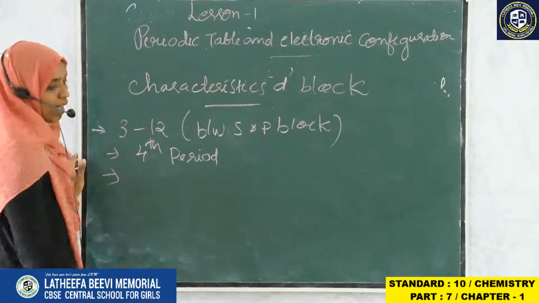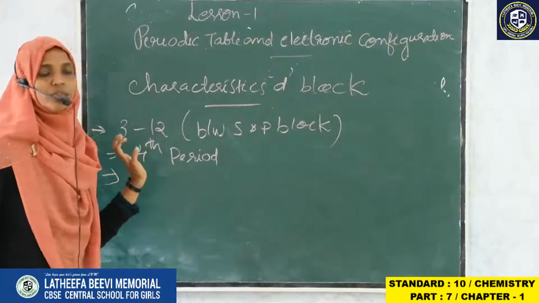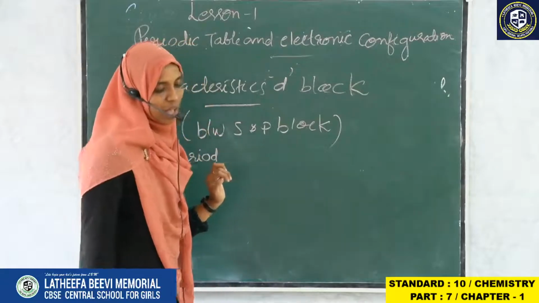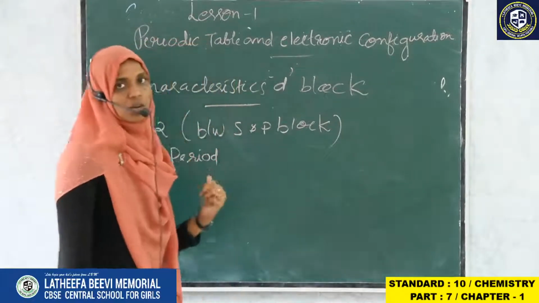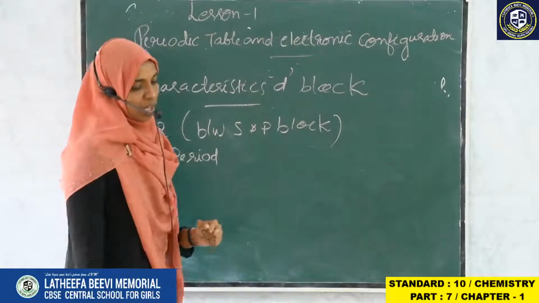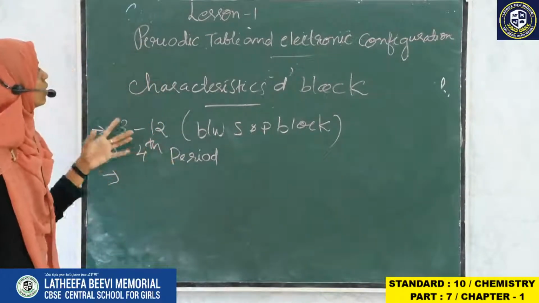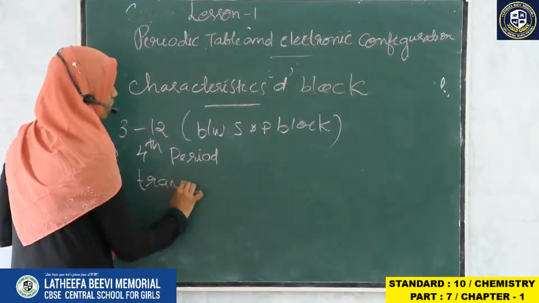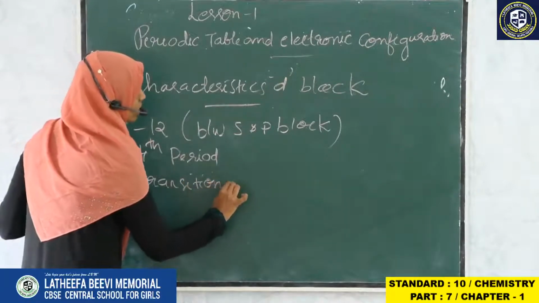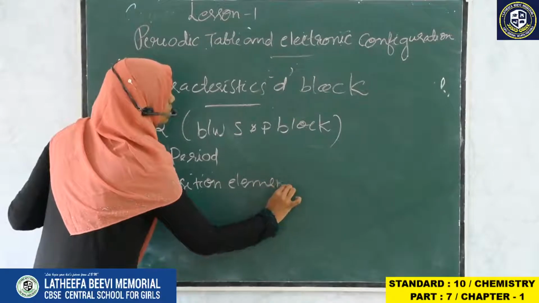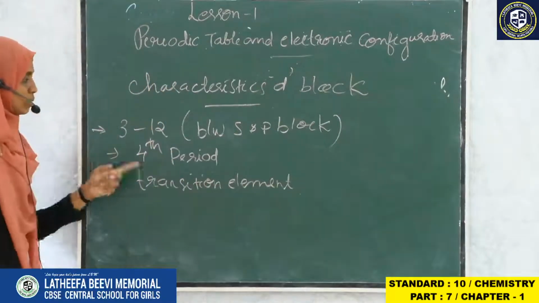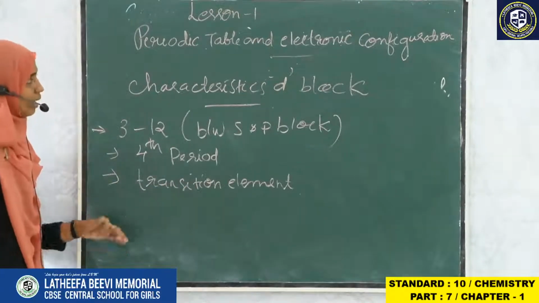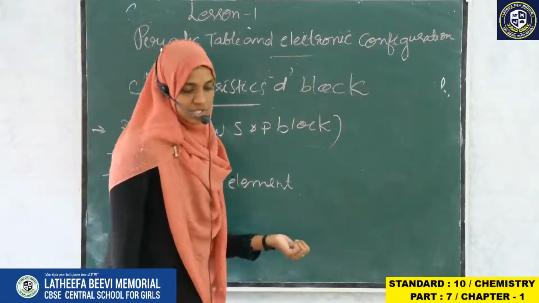And what is another characteristic of D block elements? The last electron is filled in the D block. Where is the last electron filled? In the D block. Then what is it otherwise called? The D block elements are otherwise called transition elements. So the D block elements start from group 3 to 12, between S block and P block, in the fourth period, and are otherwise called transition elements.